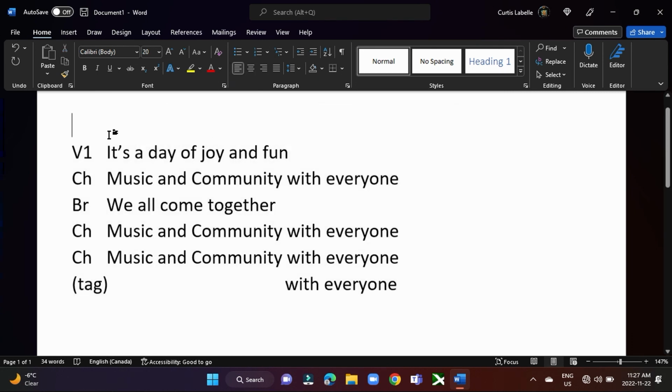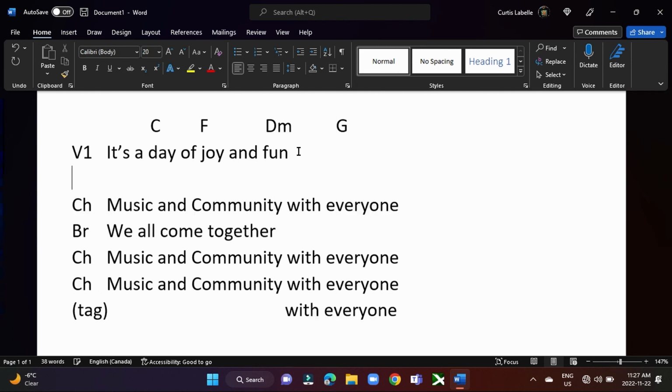Yes, okay, so we have our first chord that we have decided, which is going to be in the key of C. And we have our lyrics. So, it's a day of joy and fun. Let's find a note. That's the whole part of this, right? It's a day, it's a day of joy and fun. That was pretty simple.